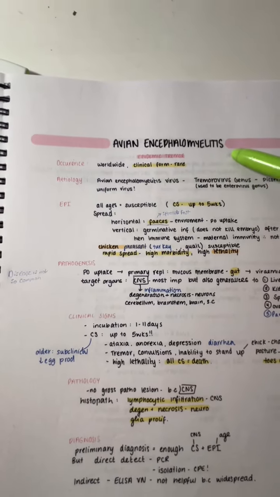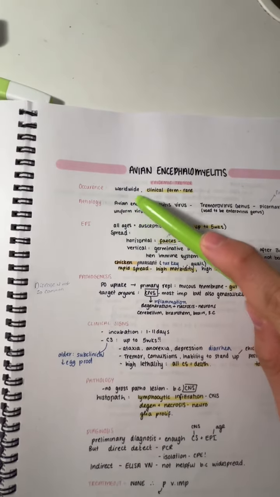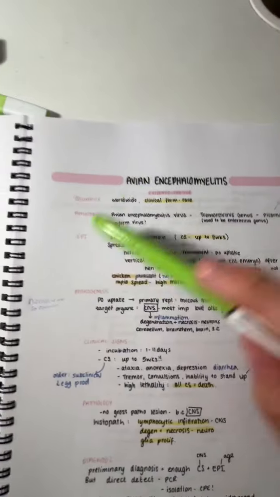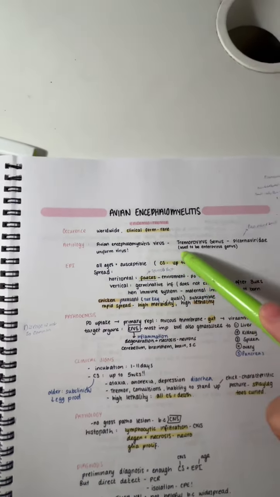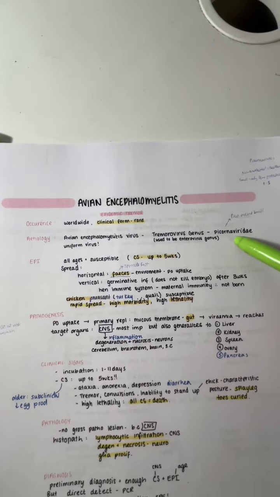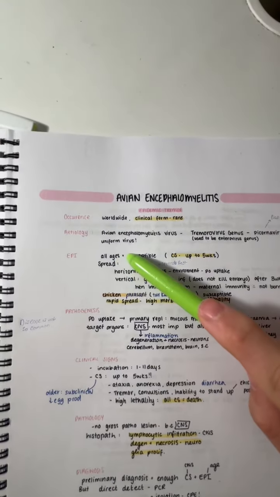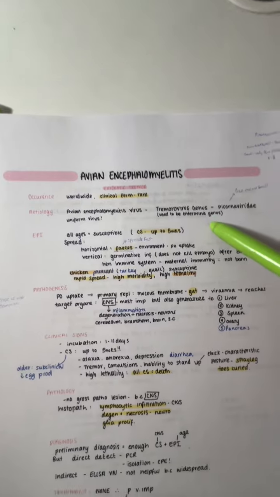Avian encephalomyelitis. The occurrence is worldwide. The clinical form is rare. The etiology of the disease: the avian encephalomyelitis virus is a part of the Tremorovirus genus, part of the Picornaviridae, a uniform virus, and it used to be part of the Enterovirus genus.